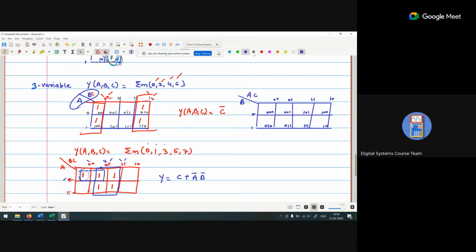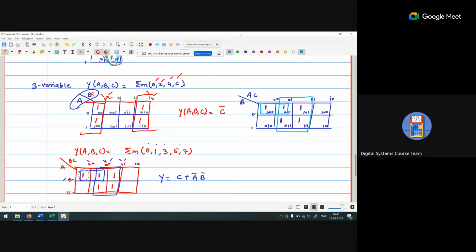Now your min terms are defined: 0, 1, 3, 5, 7. So 0, 1, 3, 5, and 7. Okay. Now again create a group, the group of 4 and group of 2.